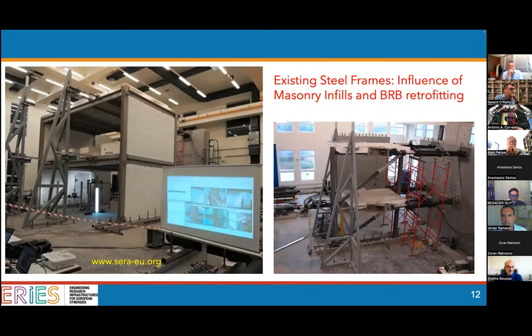This was a structure that was deficient for earthquakes, seismically deficient. And the structure was later on tested first as a 3D structure and then as a 2D structure with a diagonal buckling restraint brace as a retrofitting measure for such kinds of structures.